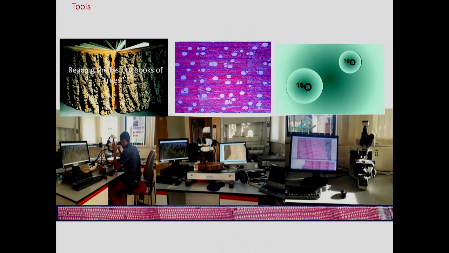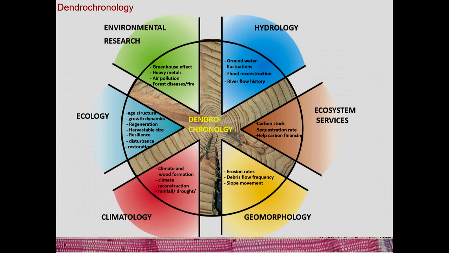Environmental research like greenhouse effects, heavy metal and air pollution, forest disease and forest fire. You can look at the trees and you can read the fire frequency and how it's changing, so that you can say, why is it changing now? Is it because of climate, or was it also before the climate changed? And is it because of land use change? Yeah, land policy change. So you can study using the trees as a book.